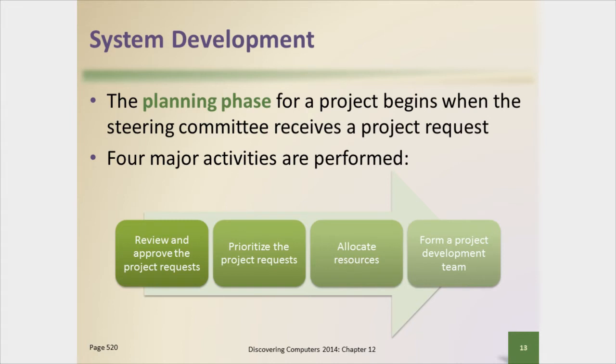Once you've done that, you can actually start the planning phase, which begins when the steering committee receives a project request. You get 4 major activities that are going to be performed. You're going to review and approve the project requests. Not all projects are going to be approved. You're not going to move forward from there in some cases.